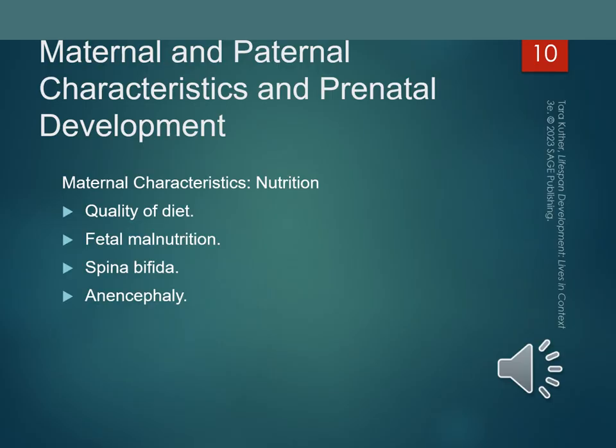In some cases, malnutrition increases the risk of neural tube defects. For example, spina bifida occurs when the lower part of the neural tube does not close, causing spinal nerves to develop outside the vertebrae, which often leads to paralysis. Another condition, anencephaly, happens when the upper part of the neural tube fails to close, preventing the brain from developing properly and usually resulting in death shortly after birth.